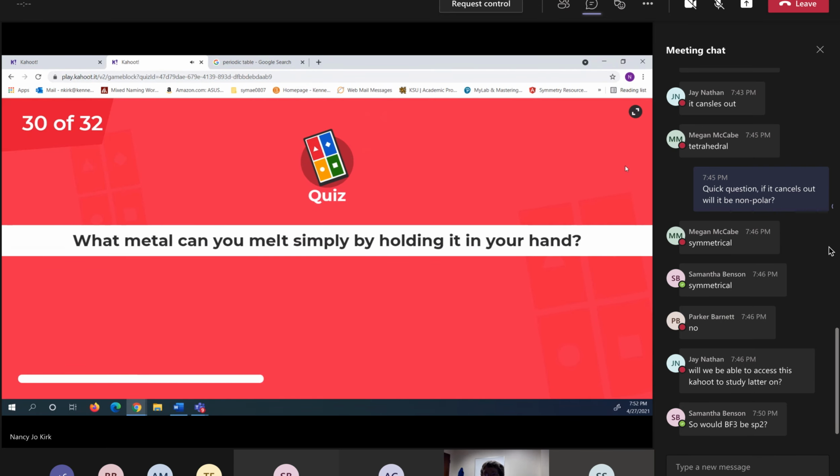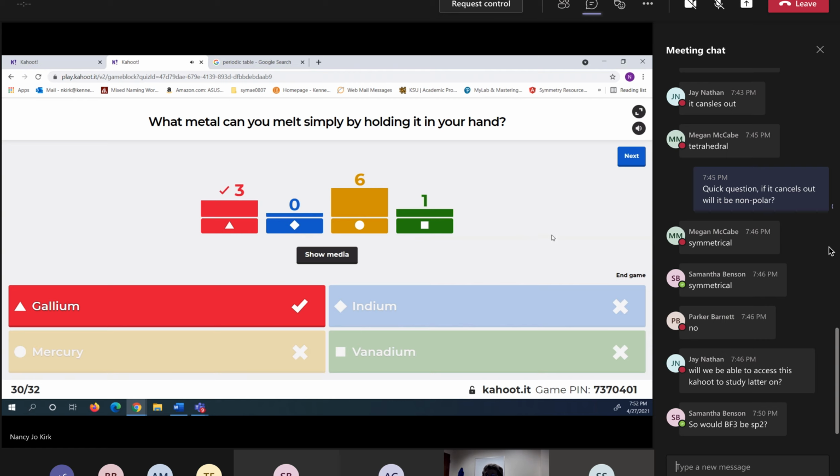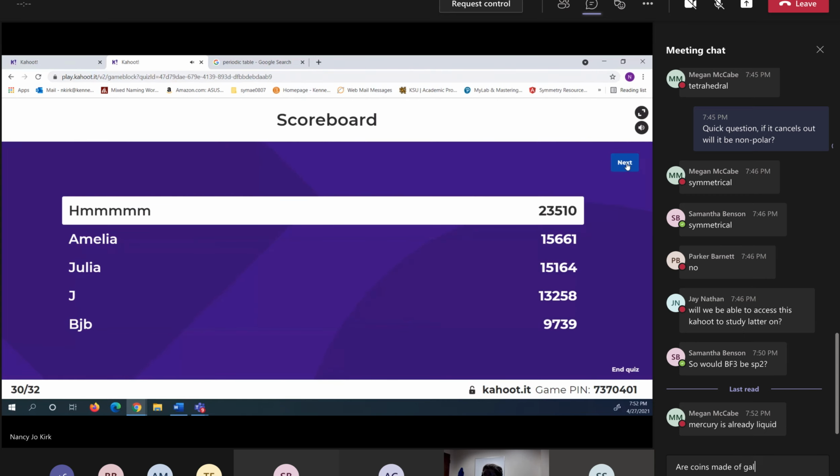All right, 30 of 32. What metal can you melt by holding it in your hand? This is a quick one. You may or may not know this. So, 9 answers. That's good. One more. We got it. It is gallium. Gallium is one that melts in your hand. It's a solid at room temperature, but stick it in your hand and it's going to melt.